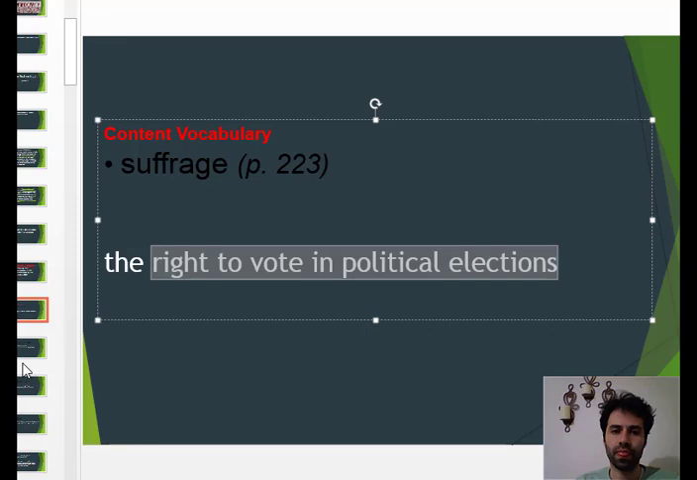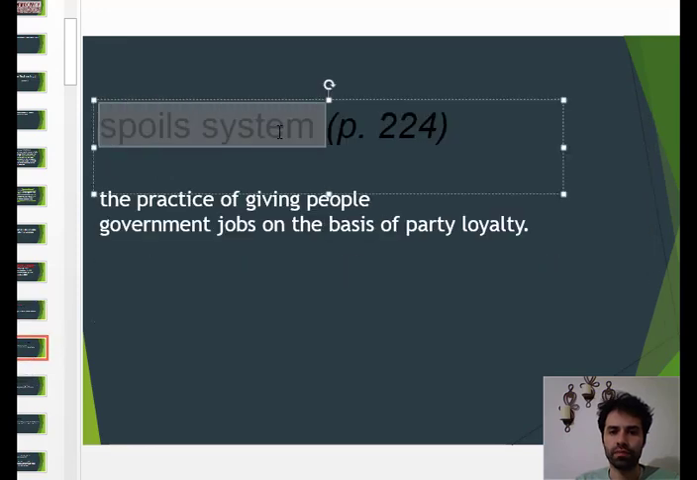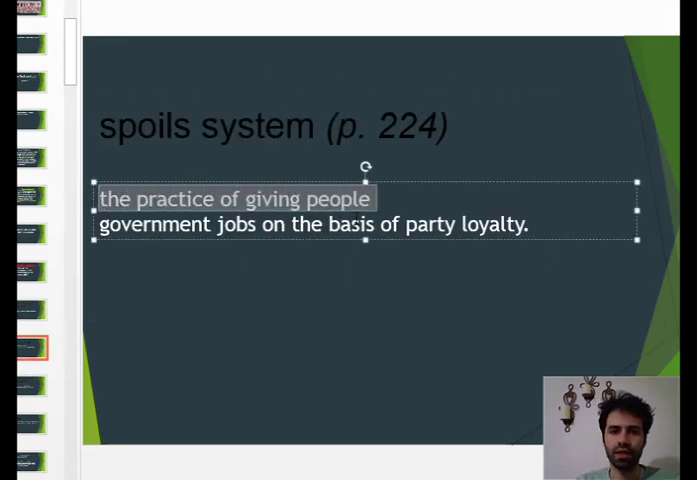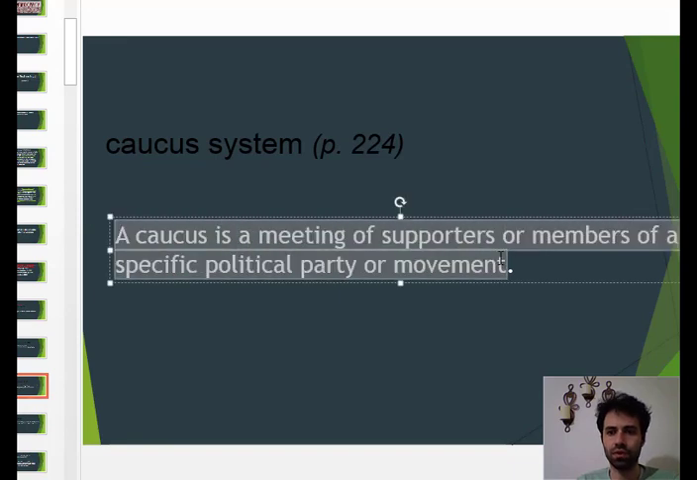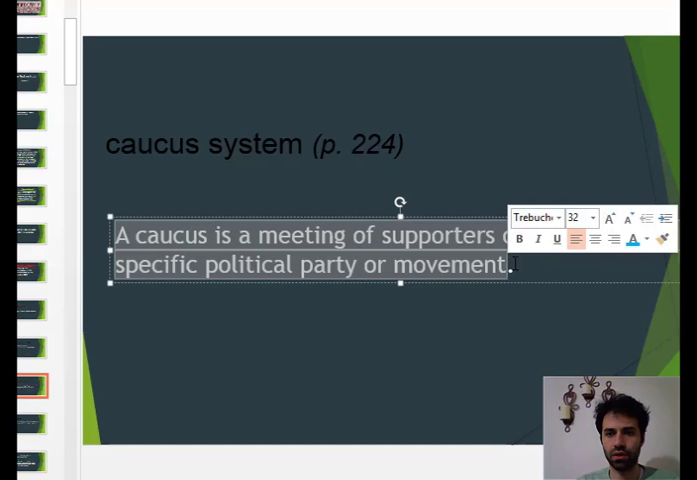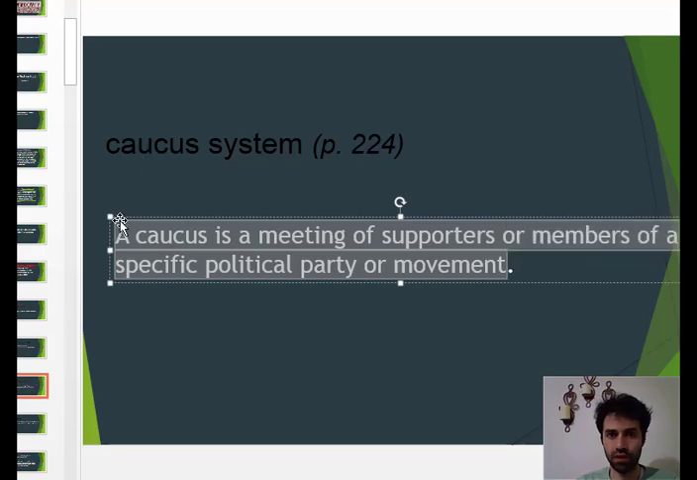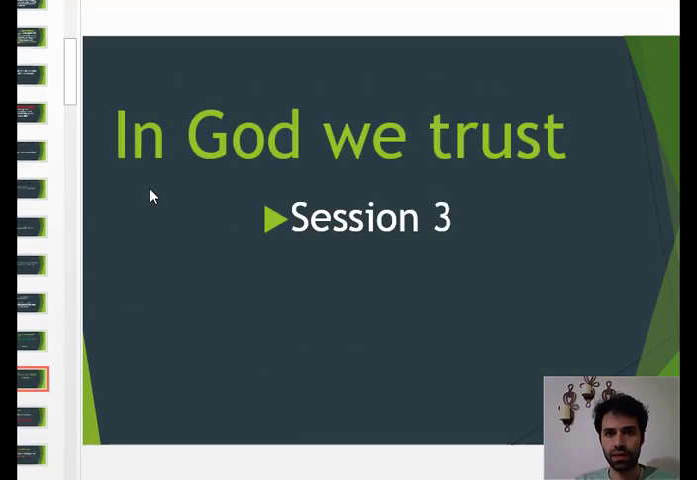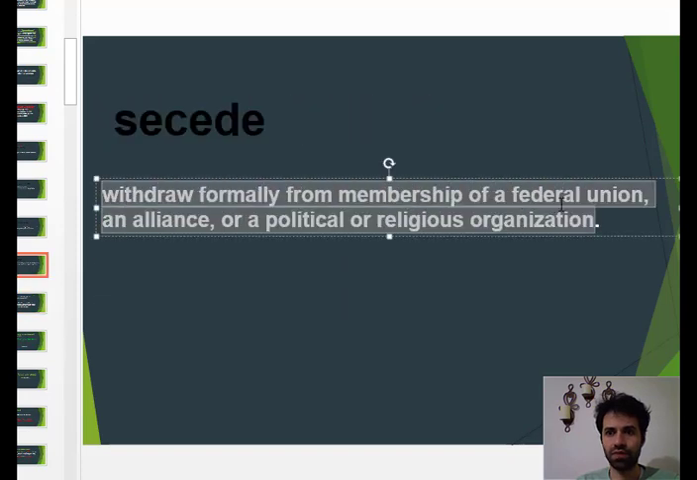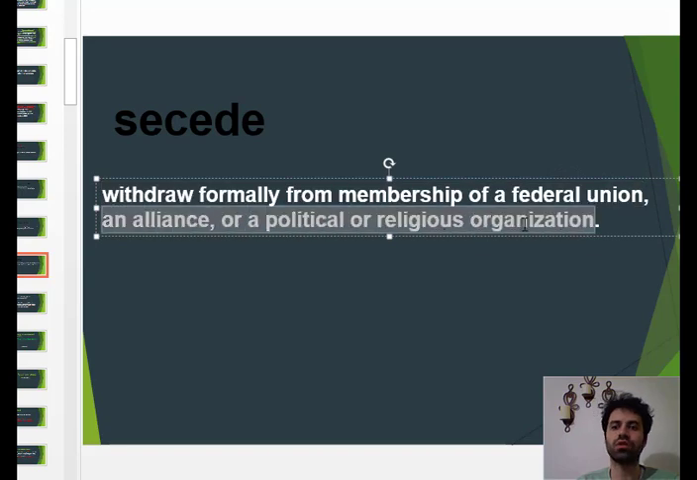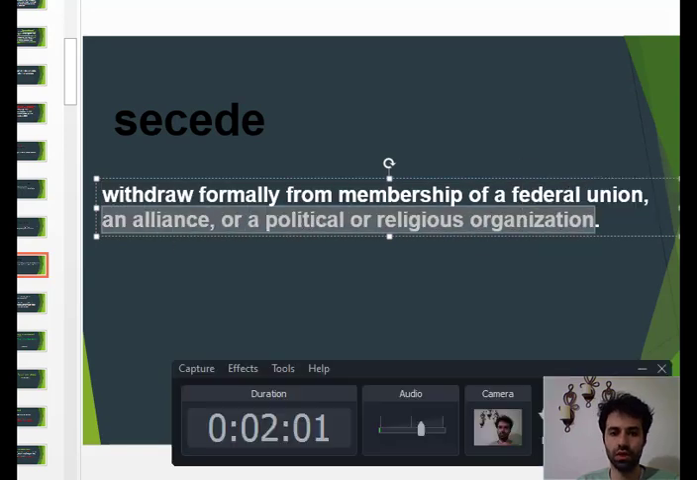Political election. Next word is spoils system: the practice of giving government jobs on the basis of party loyalty. That's called spoils system. The caucus system: a caucus is a meeting of supporters or members of a specific political party or movement. And to secede is to withdraw formally from membership of a federal union, an alliance, or a political or religious organization. That is called to secede.